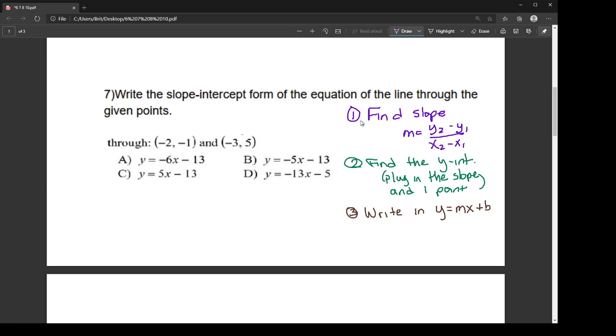Alright, so now that we have our plan for our steps, let's go ahead and start with step 1, finding the slope. So what I'm going to do is I'm going to label these points as x1, y1, and x2, y2. That way, when I go to plug into my formula, I can keep things straight. So my formula says y2 minus y1, so I'm going to do 5 minus negative 1. And then I do x2 minus x1, so I have negative 3 minus negative 2.